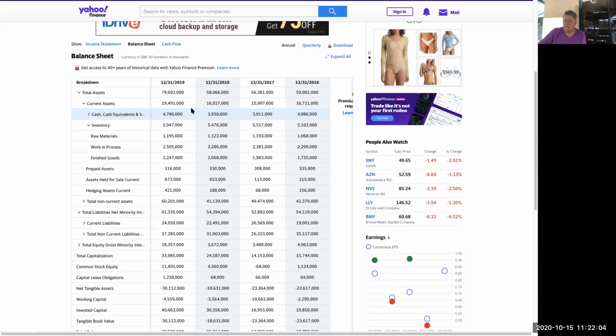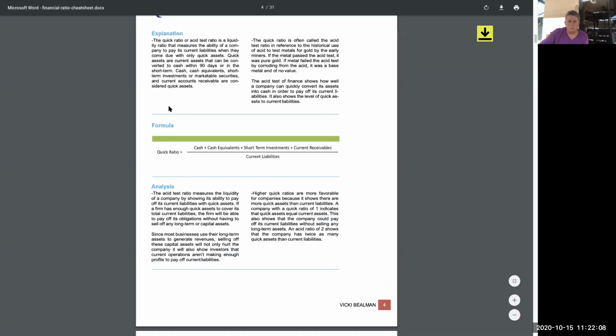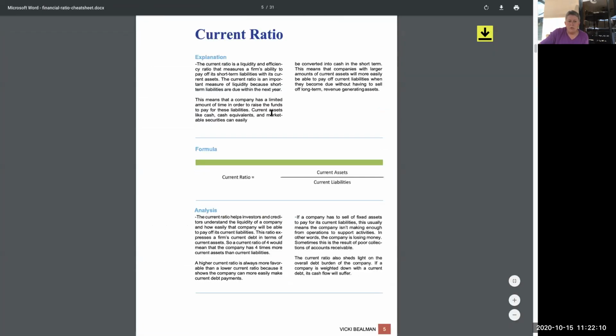And then I calculated the current ratio. It's another liquidity ratio. The current ratio is basically the same thing. It's a liquidity and efficiency ratio measuring a firm's ability to pay off its short term liabilities with its current assets within the next year. So we divide current assets by current liabilities.